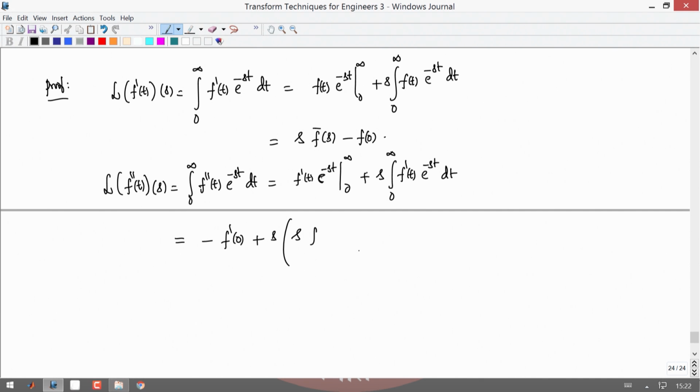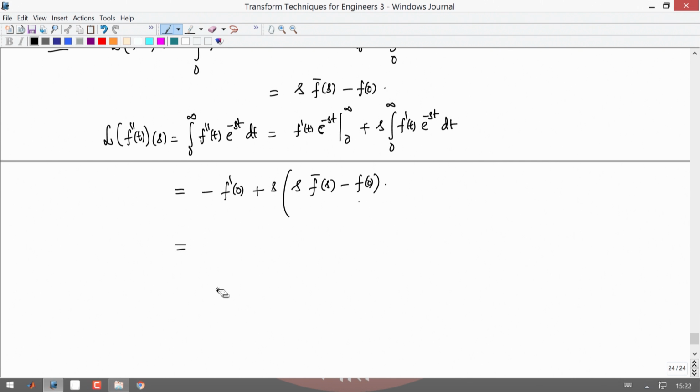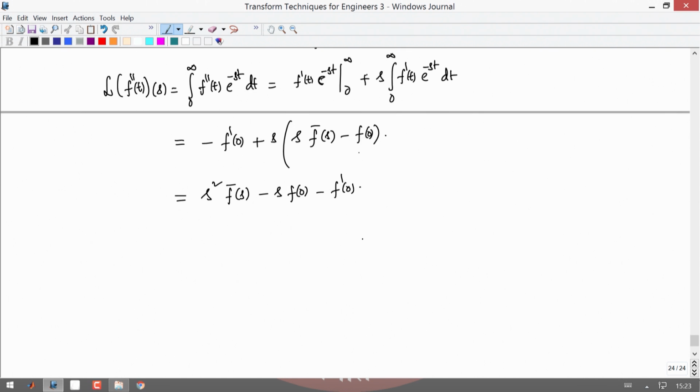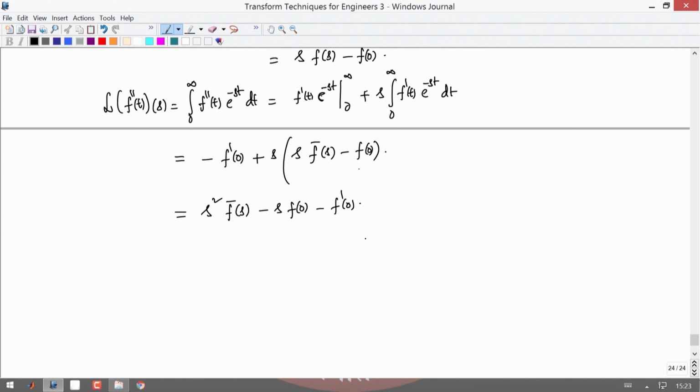So, you see, if you write that f bar of s minus f at 0, this is nothing but, if you put it together, s square f bar of s minus s times f at 0 minus f dash of 0. So, this is the second one. Repeat n times, you can easily see this.